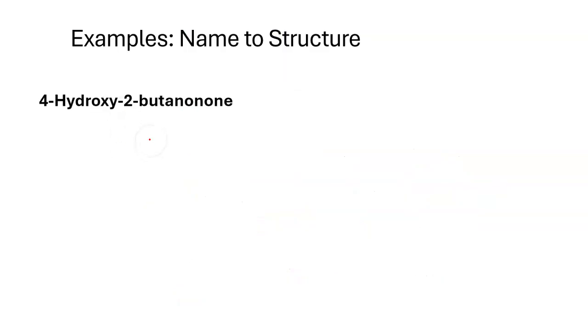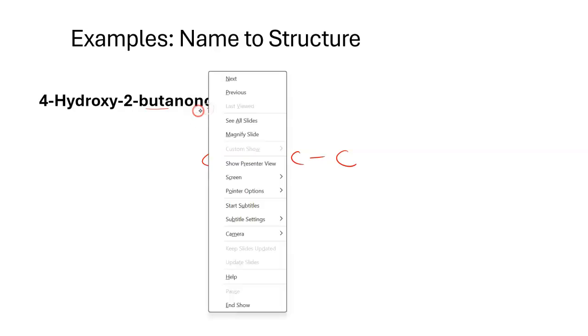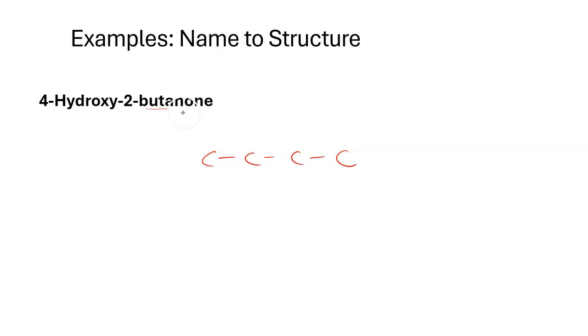Example number 2, name to structure. We have the name of a compound, that is 4-hydroxy-2-butanone. The chain of it is of butane, so I will first draw the chain of butane of 4 carbons. At number 2 there is an -one. It has a ketonic functional group, and this ketonic functional group is at carbon number 2. 2-hydroxy, sorry, 2-butanone. Now this is the structure of 2-butanone.